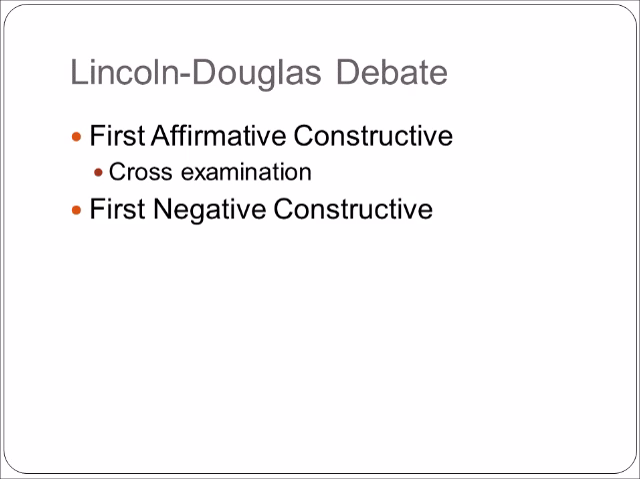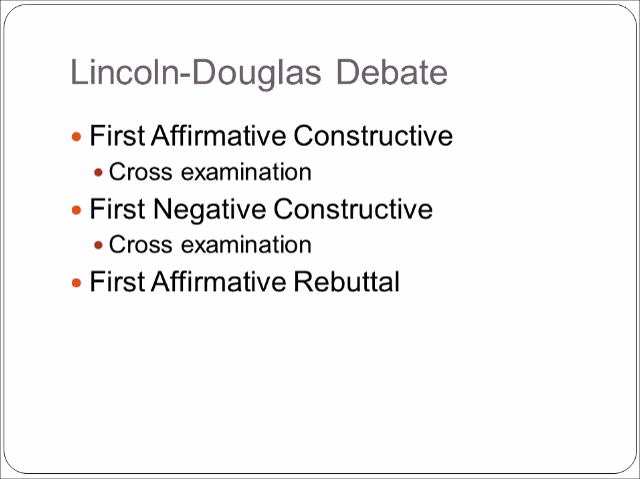Next, the first negative constructive introduces the negative position. He or she states clearly the negative's observations with evidence and appropriate reasoning. The negative constructive is expected to attack and/or question the affirmative's evidence and/or reasoning. The negative constructive can also present a counter proposal. Then again, the affirmative speaker is given a few minutes to cross-examine the negative speaker.